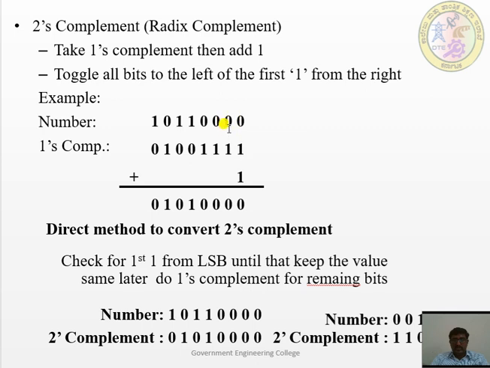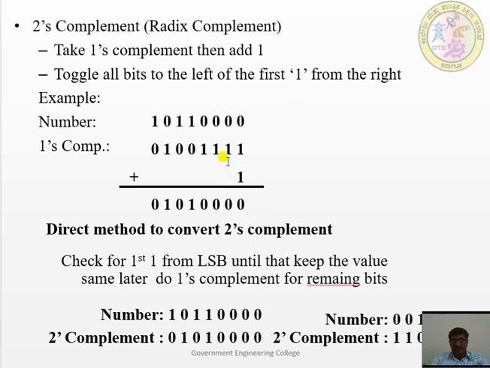So its 1's complement is obtained by changing each bit: 0 to 1, 0 to 1, 0 to 1, 0 to 1. Next, 1 to 0, 1 to 0, 0 to 1, and 1 to 0. So this one is the 1's complement of the number given. Then we should add 1, only 1, to the least significant bit, that is the first bit. 1 plus 1 is 0.